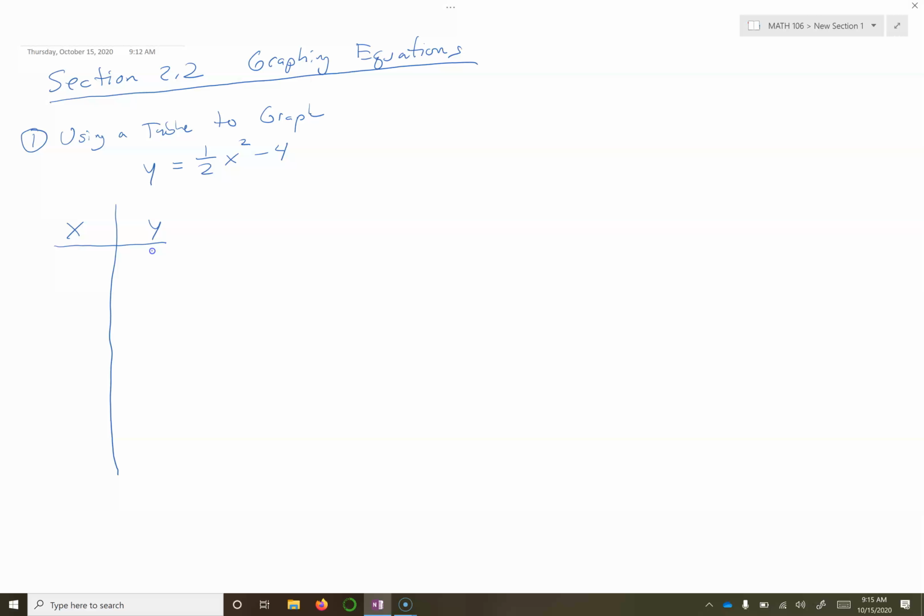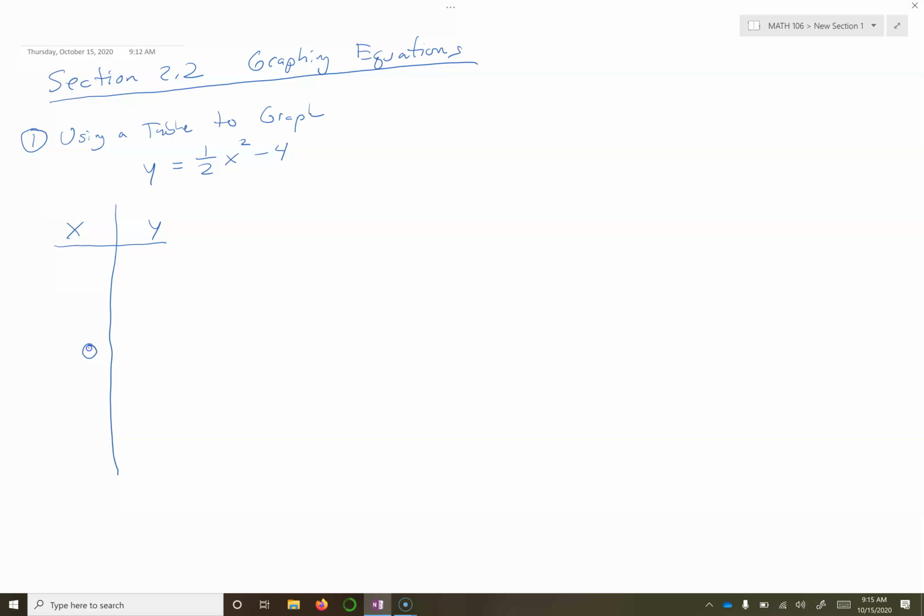So what's one value that should always be in here, do you think? Right there. You want to put a 0. I'm going to put that in the middle because I want some on the negative side, some on the positive side. Do I want to put 1 as a value?